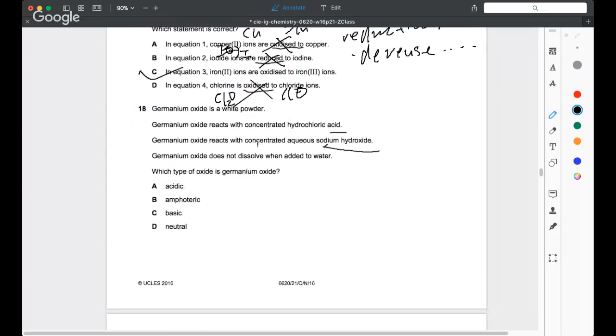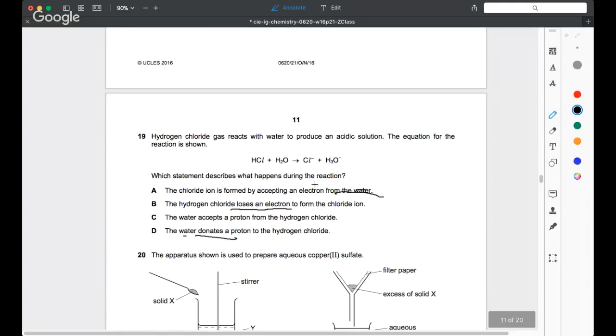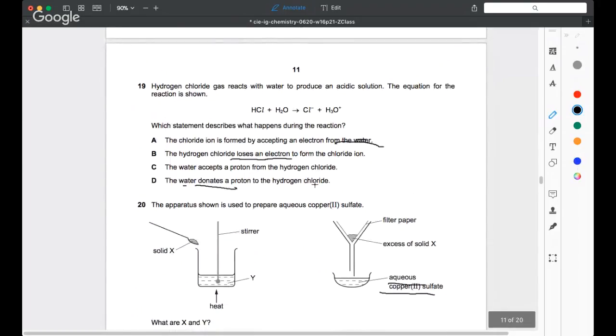Number 18, what type of oxide is germanium oxide? So as we can see from the question, it reacts with acid and with base. So this is a property of an amphoteric substance because it is both basic and acidic at the same time. Okay, next question.